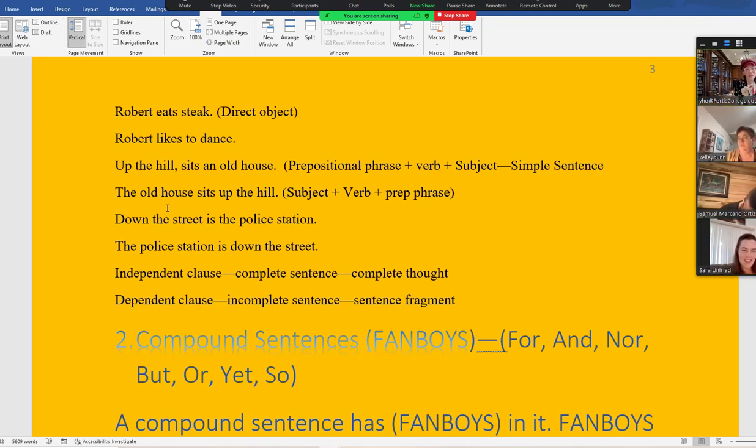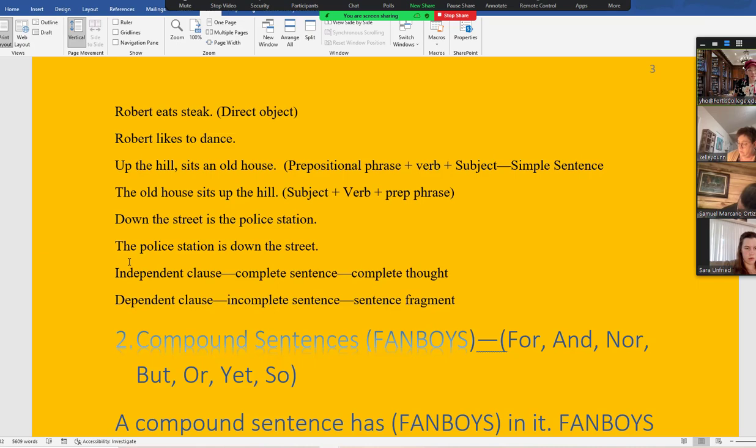So a clause is a group of words with a subject and a verb. A phrase is a group of words with no subject and no verb. That's why we say a prepositional phrase: down the street, under the table. There's no subject, there's no verb, so that makes it a phrase. A clause is something with a subject and a verb. So that could be either a dependent clause or an independent clause. A dependent clause would have a subordinating conjunction plus a sentence, and an independent clause is a complete thought and would be a complete sentence. And they are both a group of words with a subject and a verb.